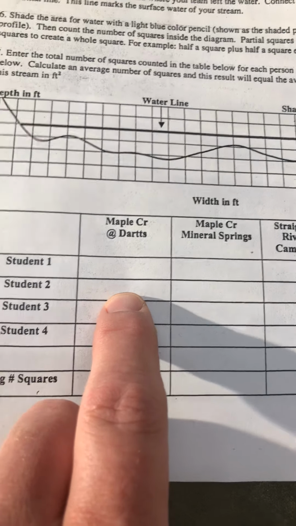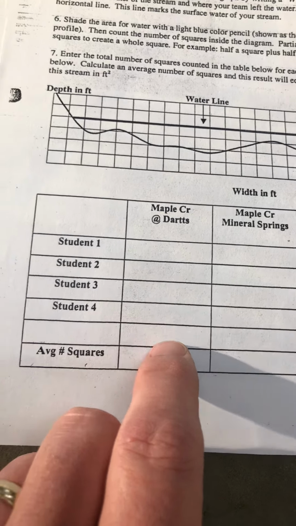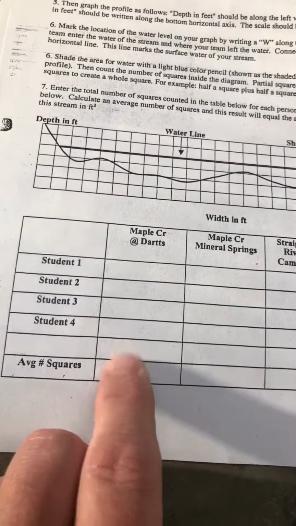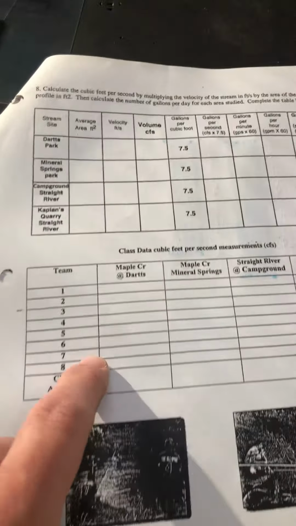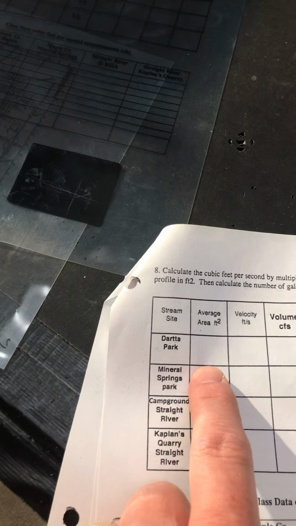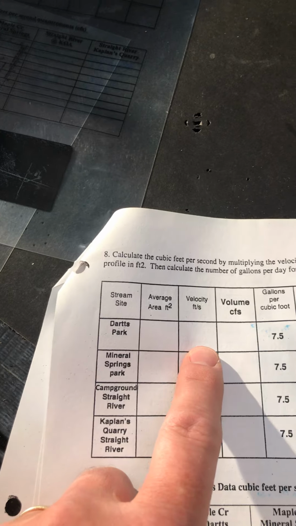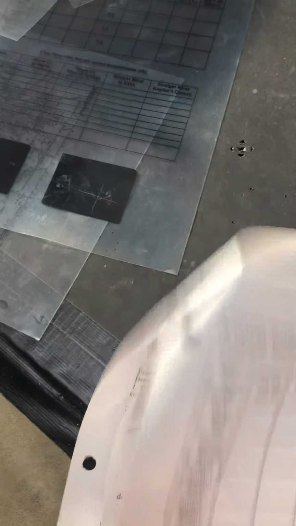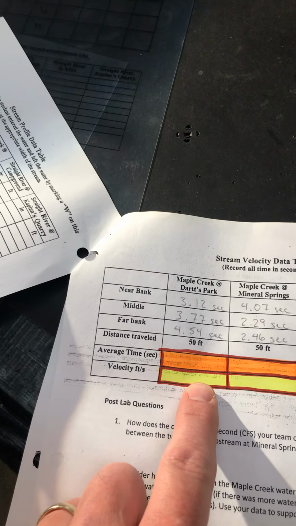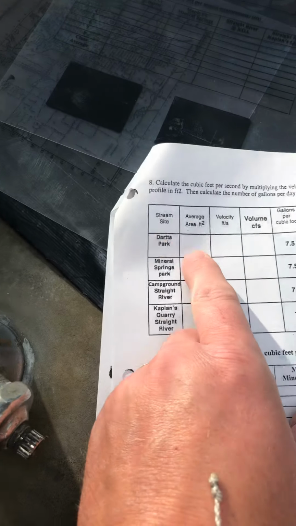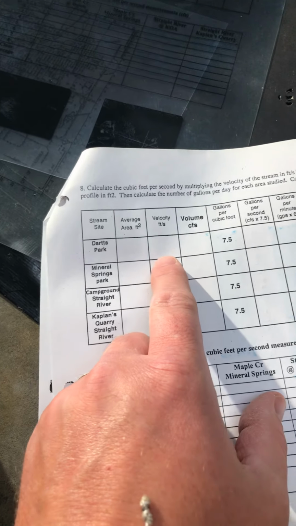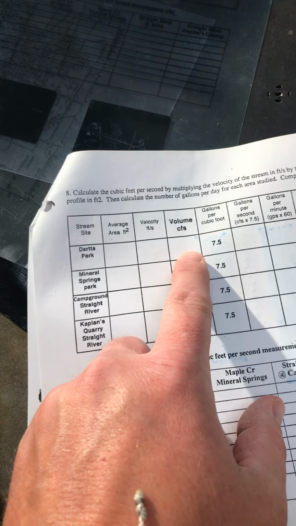If you were working with a team, you'd have a bunch of students in a team getting an average for your square feet. And when you count how many square feet you have from your data table or your graph there, you're going to put that number right here. At Darts Park, what was the average square feet that you had? How many blue squares? Then you multiply times your velocity that you got from your other sheet right here, velocity. If you multiply your square feet times your velocity, that gives you your cubic feet per second.